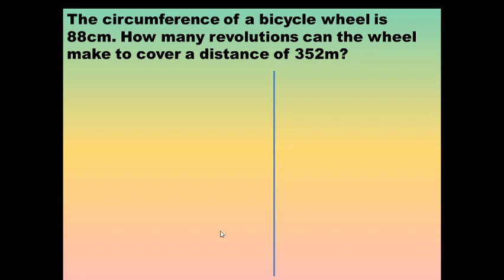Let's look at our first example. The question says the circumference of a bicycle wheel is 88 centimeters. How many revolutions can the wheel make to cover a distance of 352 meters? Read the question very well and look at the units. Our unit here is in centimeters, and here the distance is in meters, so they don't rhyme. You have to make them the same.